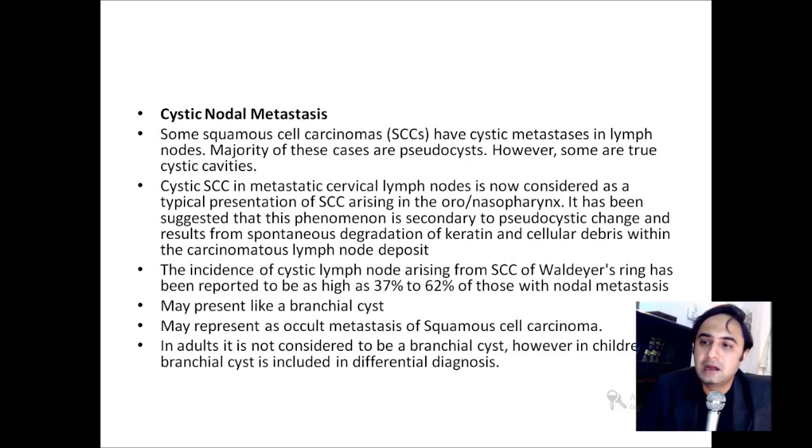Now, if it is large, it may be misdiagnosed as a branchial cyst in children only. Now, why not in adults? Because adults almost always have been treated for the branchial cyst. So branchial cyst is not included as a differential diagnosis in the adult patients. It may represent an occult metastasis of the squamous cell carcinoma.